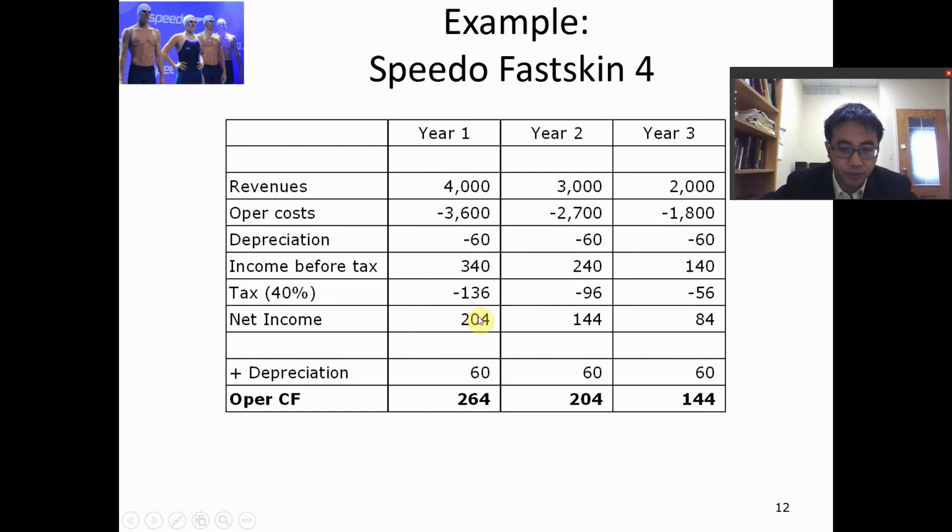That's 204. And the key part here is to add depreciation back. Since we deducted a non-cash item at the beginning, we have to add it back to recover the non-cash effect. And then we have an operating cash flow of $264 for year 1. We're going to apply the same method for year 2 and year 3. So this is the operating cash flow for all 3 years.